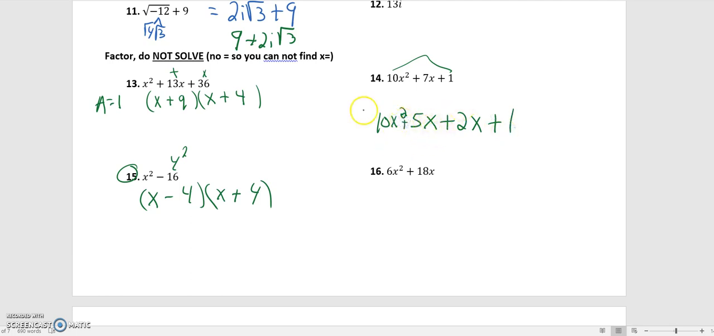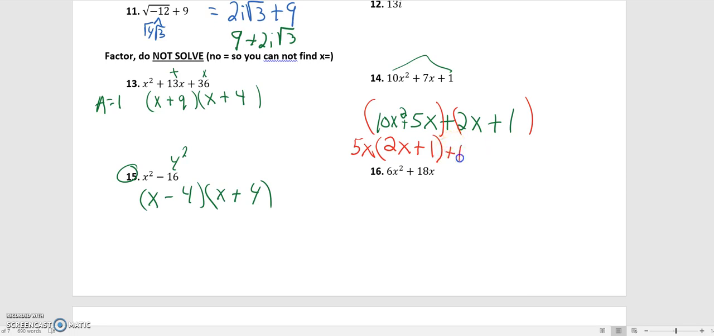Combine your like terms. Or sorry, don't combine your like terms. Sorry, backtrack. You do want to then group. Again, if I combine the like terms, it'd get me back to the original. So group here and pull out your GCF. So I'm going to go ahead and pull out a 5x. That's going to leave me with a 2x plus 1.